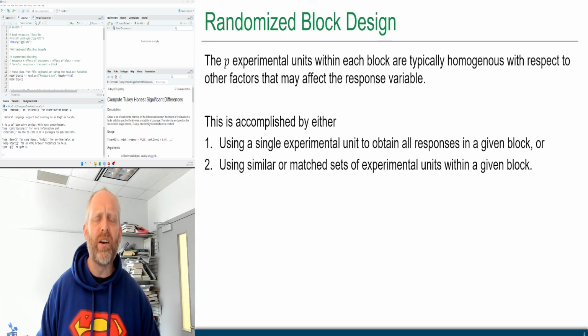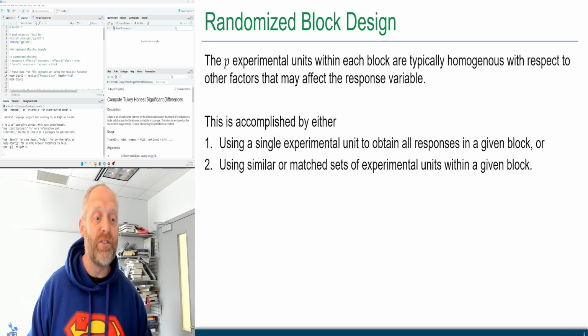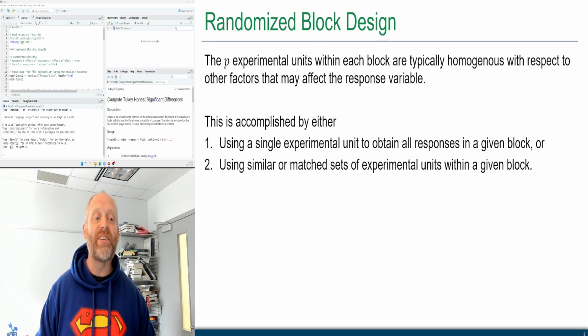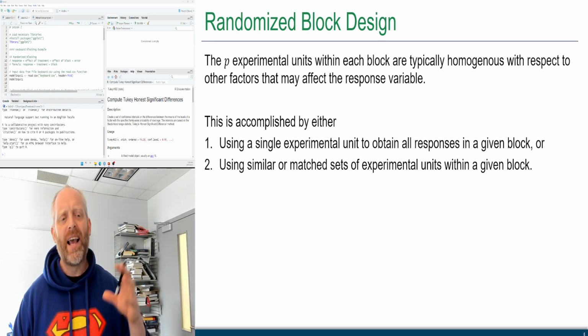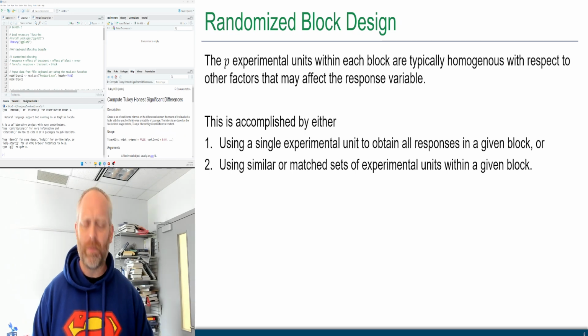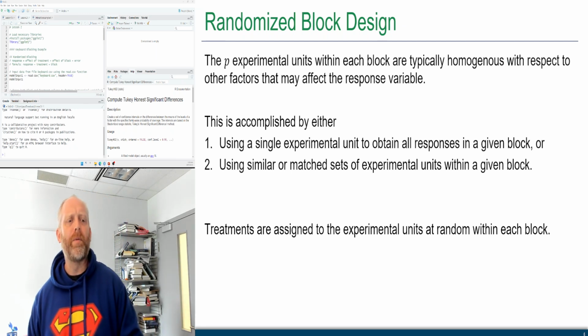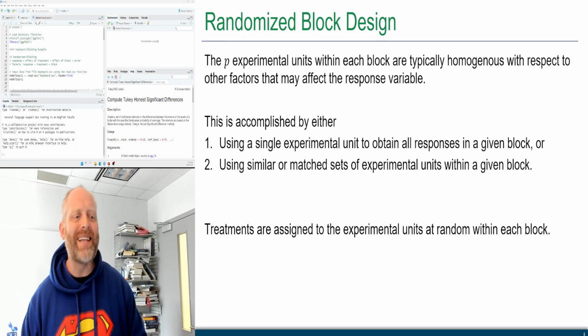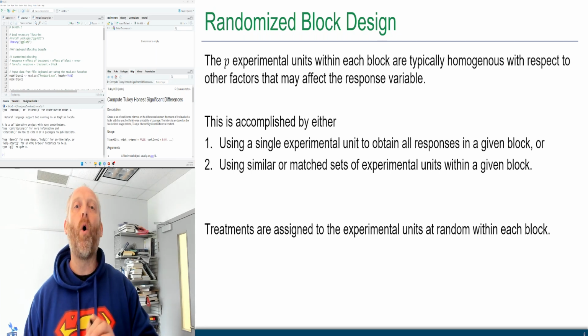Another way of doing this, which we are not going to be talking about, but I thought I would just bring it up anyways because it's good measure to do so, is using similar or matched sets of experimental units within a given block. So again, just trying to make it as homogeneous as possible. All right, so treatments are assigned to the experimental units at random within each block. So that's why I said every single block will see every single treatment. The order in which those treatments are applied is random.